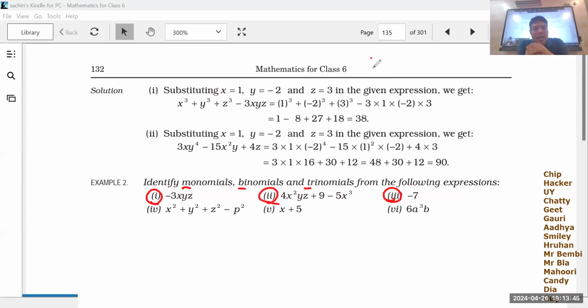Remember, terms are separated by plus and minus signs. If you have to identify two terms, they will be separated by plus and minus signs.